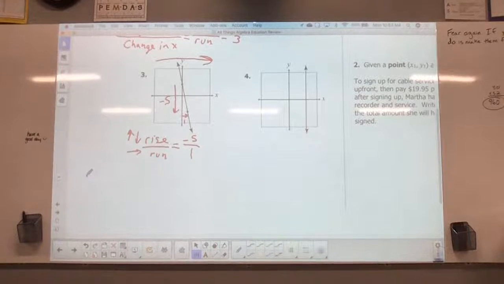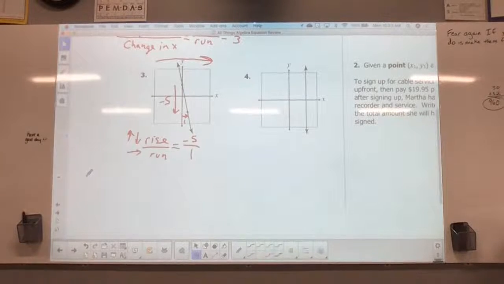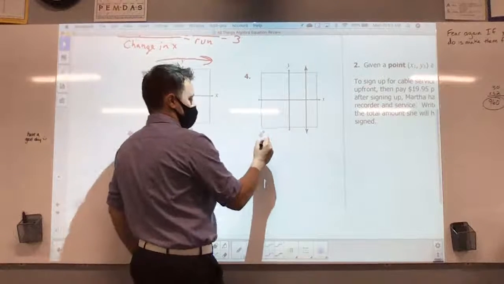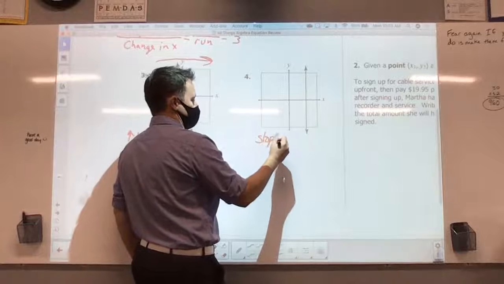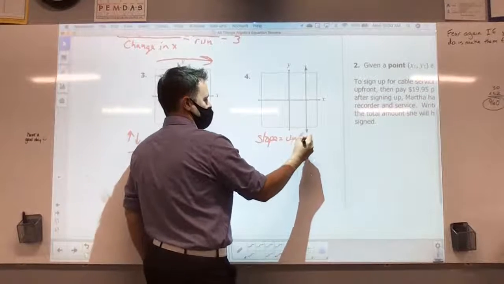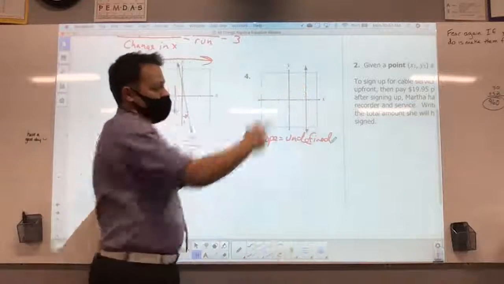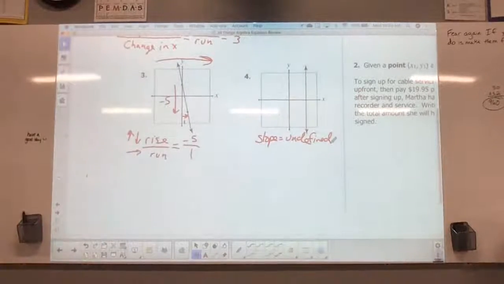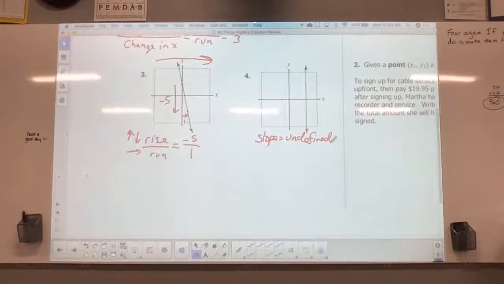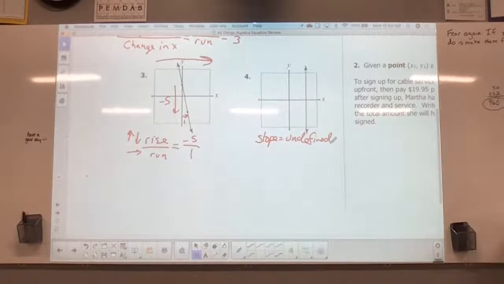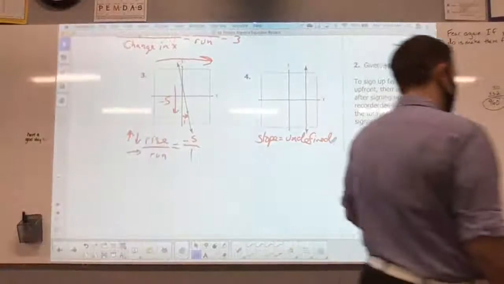Number 4, because that's going to be on the test. We are going to have some of that. Number 4, what is that slope? The slope is undefined on this one. When it's a vertical line, it is undefined because I can't define it, like something falling straight down like a rock.